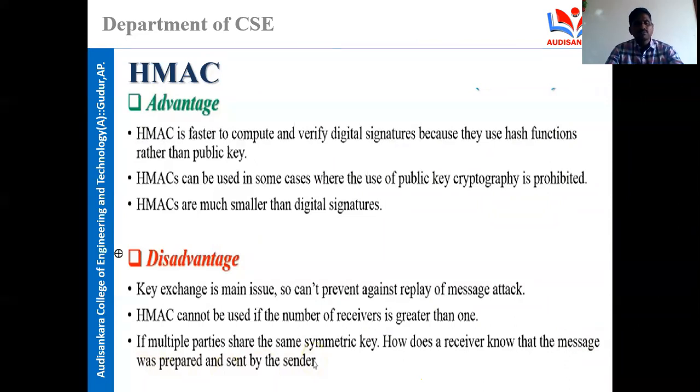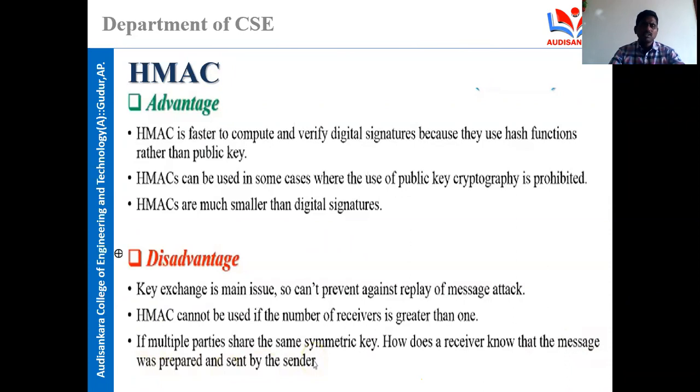HMAC is faster to compute, and it verifies digital signatures because it uses hash functions rather than the public key. What do we mean by checking the digital signature? That is, whether the content was sent by the original sender or not. That verification is done. HMAC can be used in cases where the use of public key cryptography is prohibited, and HMACs are smaller than digital signatures. Those are the advantages of HMAC.